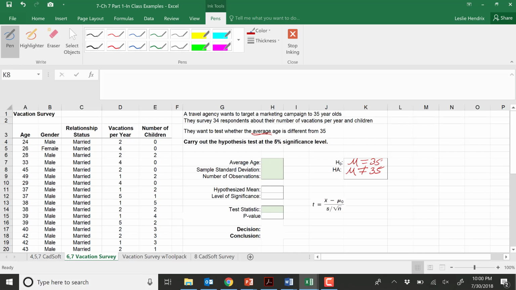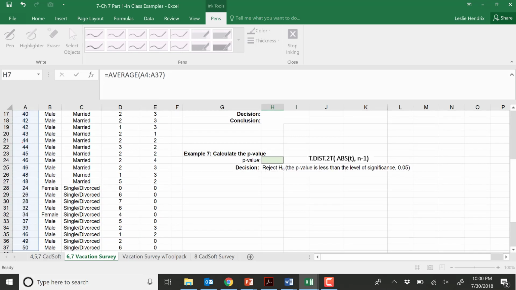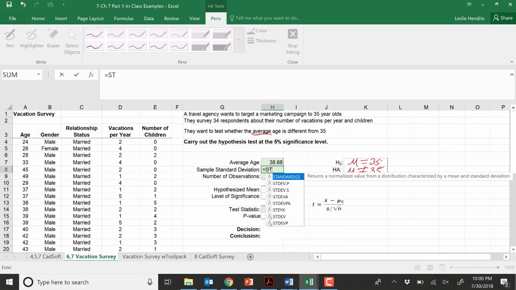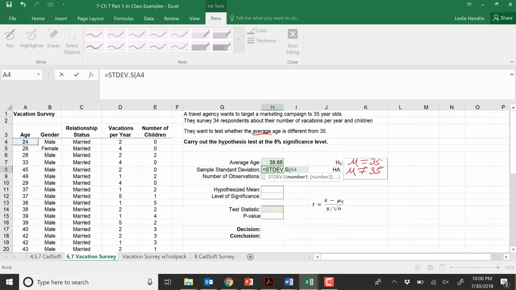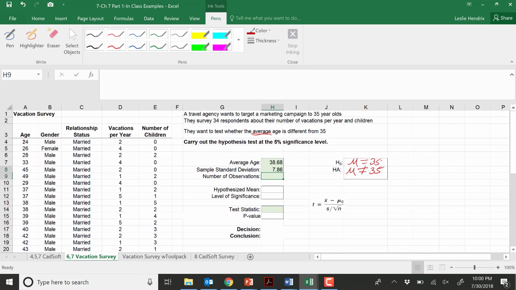All right, so now we need to calculate our sample statistics. So we want to get the average age from our sample. So we'll use our average function, and we'll take the average of the age column. So we get 36.68. And then we need to calculate our sample standard deviation so we can compute our test statistic. So we want the standard deviation of the sample. And we'll grab our age column. And we get 7.86.